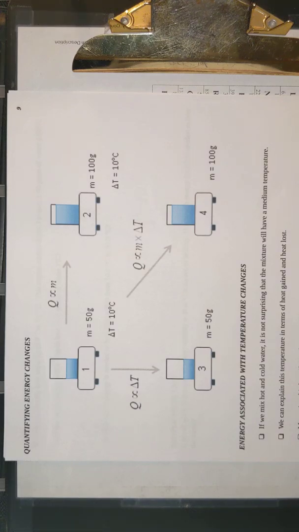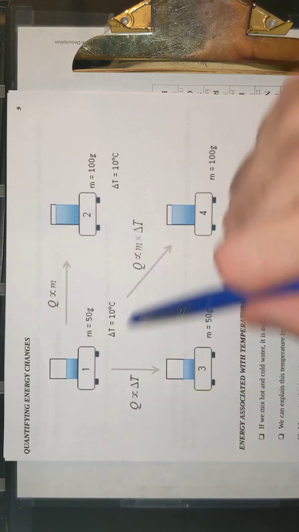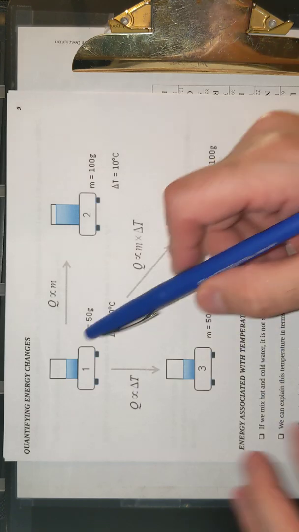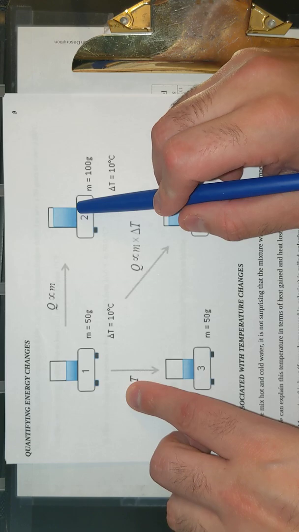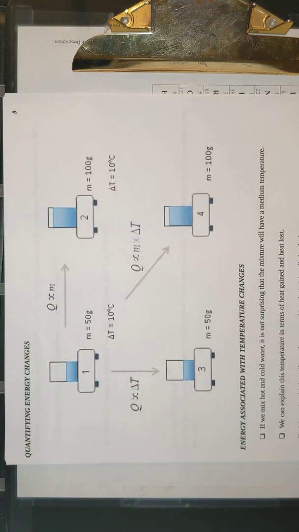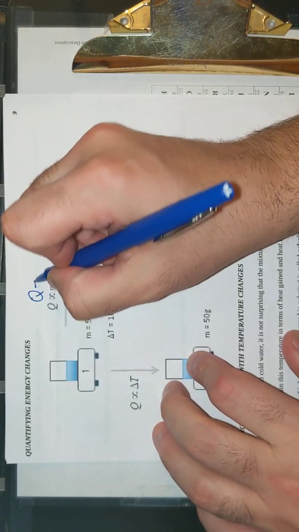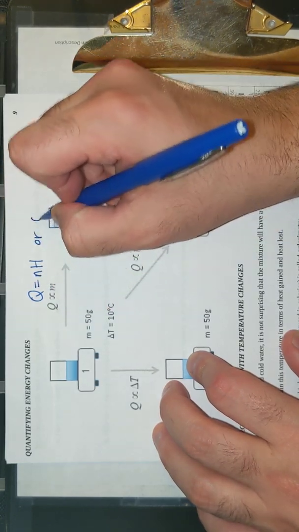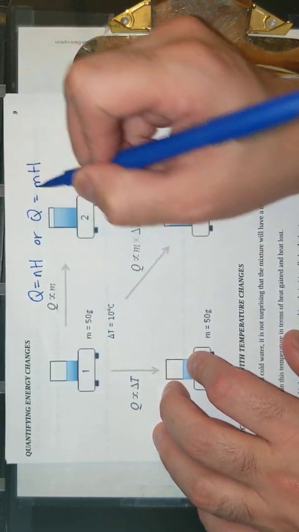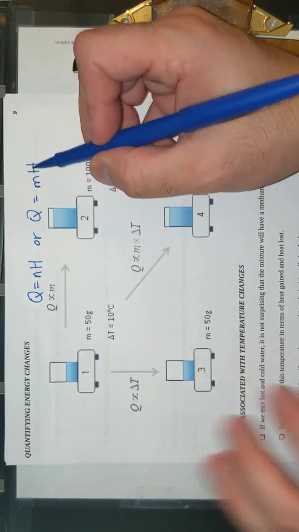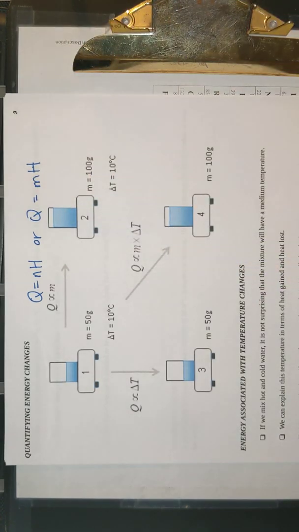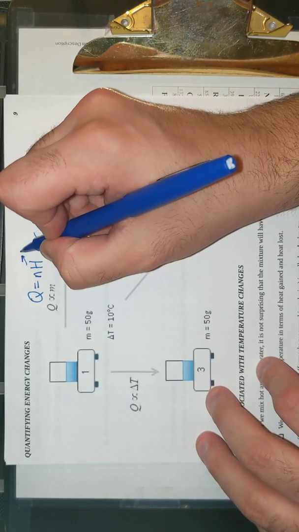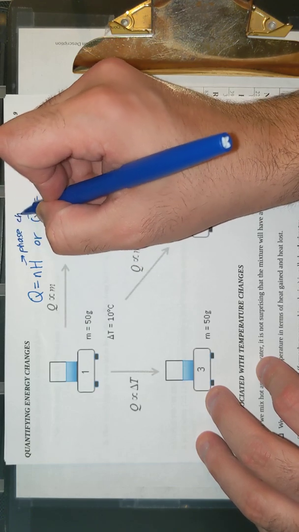In part two of the part one notes on energy changes and energy transfer, we're going to talk about how I would calculate these changes. There are a couple of things I have to look at. I have to look at the relationship between Q and M, or Q and mass. We are going to see that Q equals nH or Q equals mH is going to come up, where n is the moles or m is the mass and H is the energy change associated with a phase change. We're going to see that later.